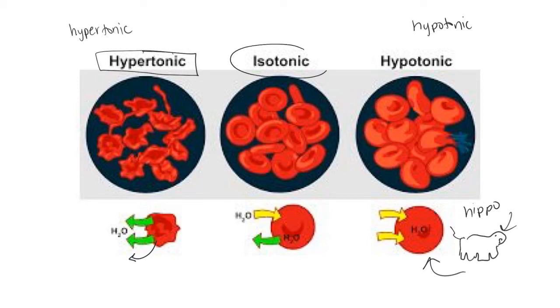Now here in the middle we have isotonic. This is when water moves equally across the cell membrane because the cell is already at equilibrium. This is called an isotonic solution.